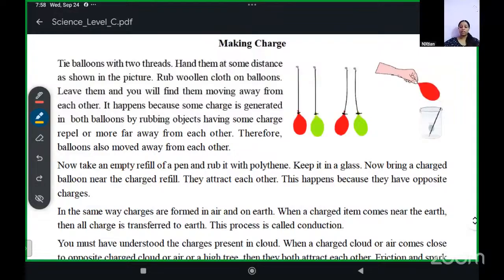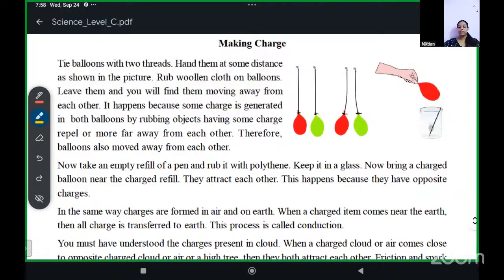It happens because some charge is generated in both balloons by rubbing objects having some charge. They repel or move far away from each other. Therefore, the balloons also moved away from each other. This we know, that when the balloons are having the same charge, either all of them have positive charge, they repel, or when all of them have negative charge, also they repel.